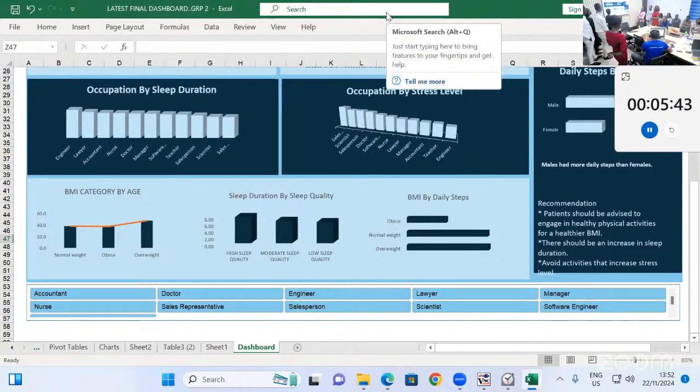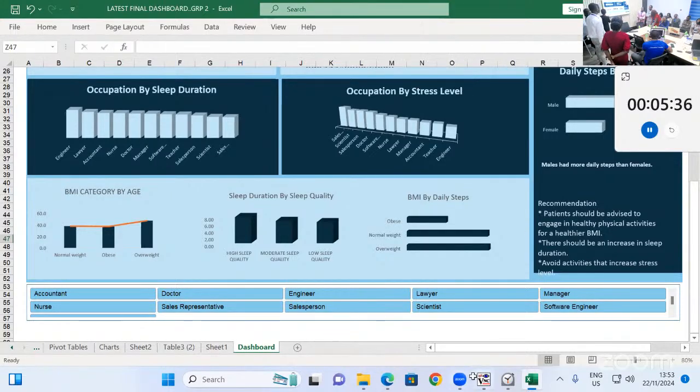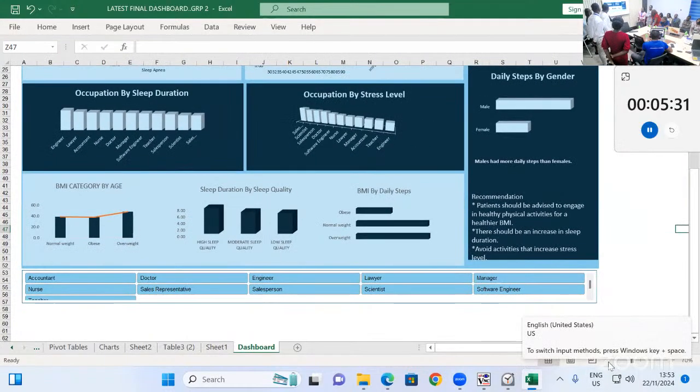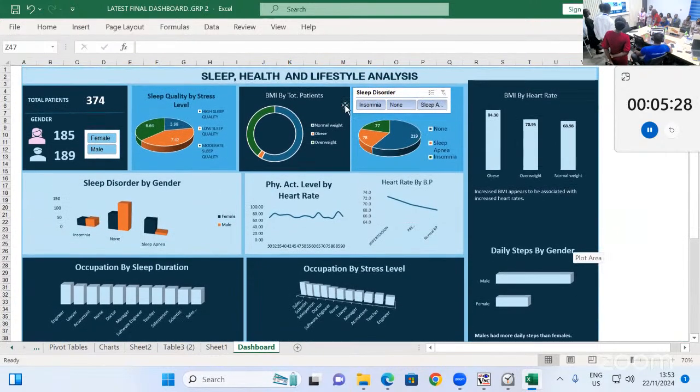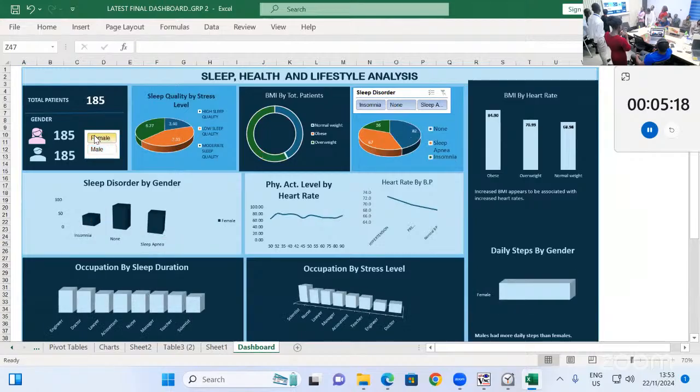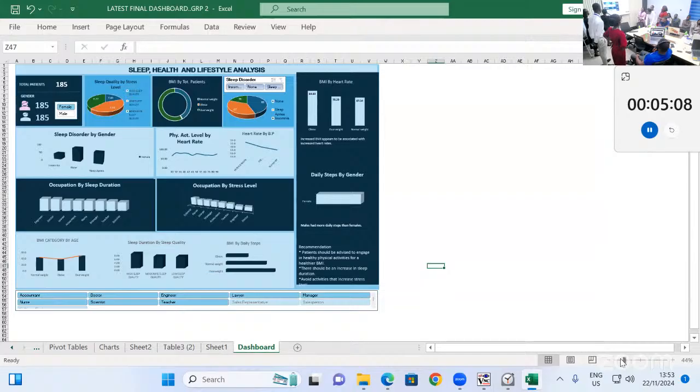Furthermore, to make a more interactive dashboard, we added three sliders to the dashboard, the first being the gender. Click on female. You see that it's showing only the figures for female, and also you can see that on different aspects of the dashboard, it's only showing representation for the female.